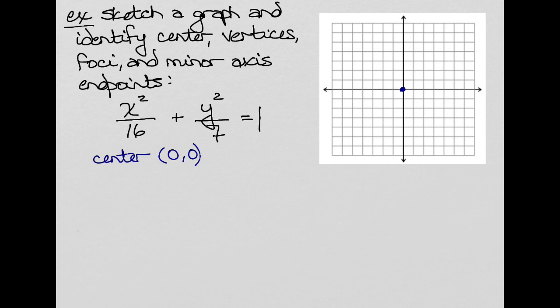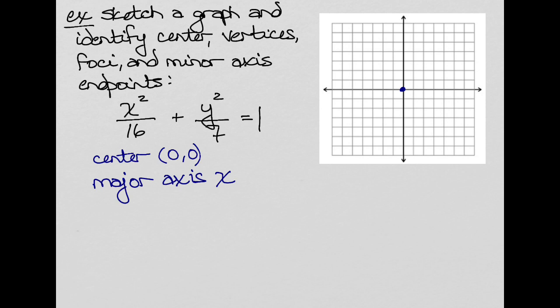Next thing to notice, I'm going to determine which way is the long way and which way is the short way. So the long way is the term with the bigger number underneath it. 16 is more than 7, so that tells me my major axis is going to be the x-axis. That tells me it's going to be longer left to right and shorter up to down.